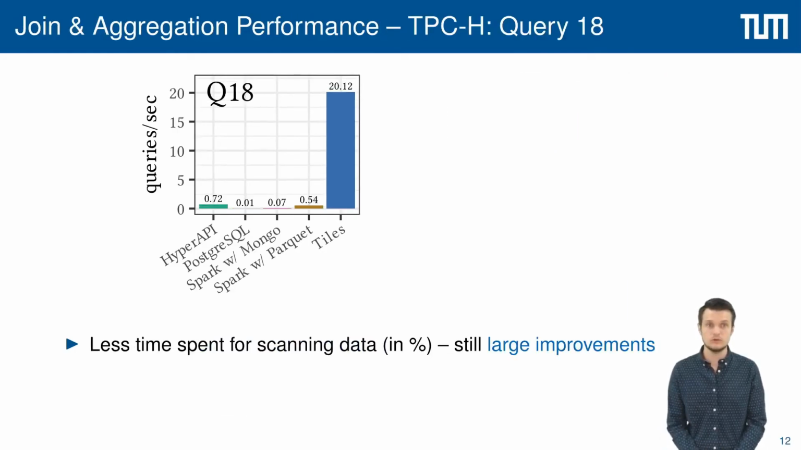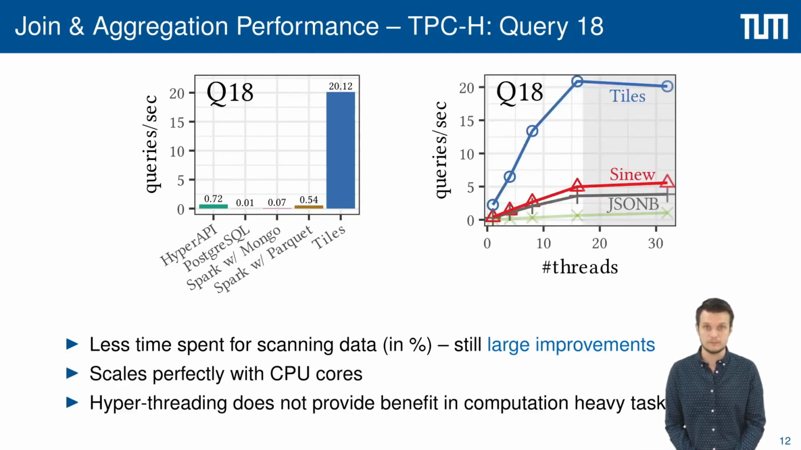We also look at different queries, for example query 18, which is more heavy on join and aggregation performance. There we can see, although we spend less time scanning the data, we can outperform the competitors by a large margin, which is partly due to our better join ordering. In the internal competitors, we can see that JSON tiles also scales quite well there until we hit hyperthreading. Hyperthreading is not useful for query 18 anymore because it's too computation heavy.